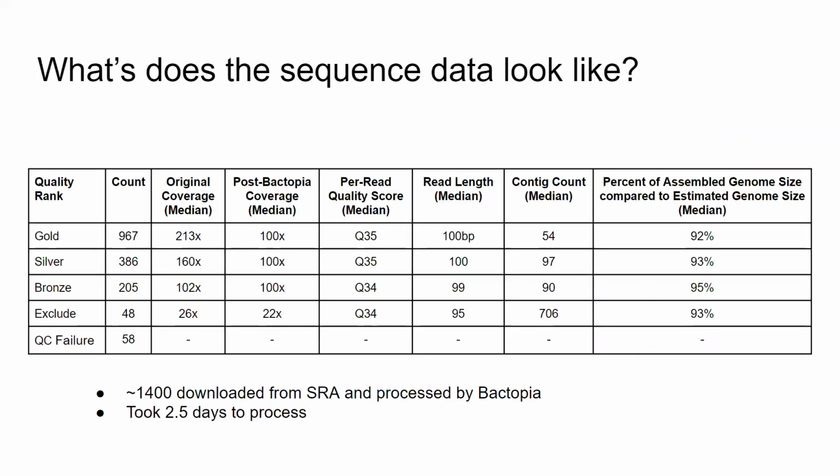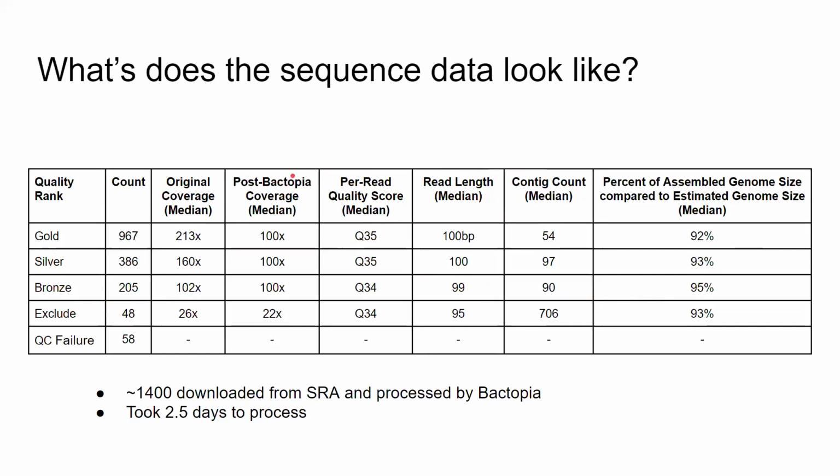So we downloaded about 1,400 samples. At the time, there were only 1,400 Illumina samples for Lactobacillus. It took about 2.5 days to process on a hodgepodge cluster that Tim and I put together using old servers around the lab. I think it's probably 96 cores total. And most of the data, we classified as gold, silver, or bronze based on coverage, quality scores, read length, and contig counts.